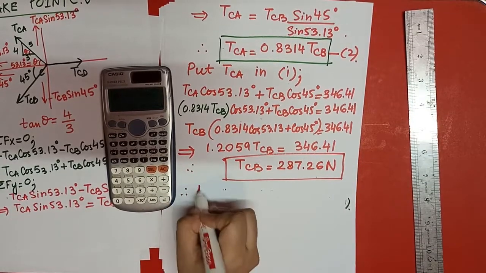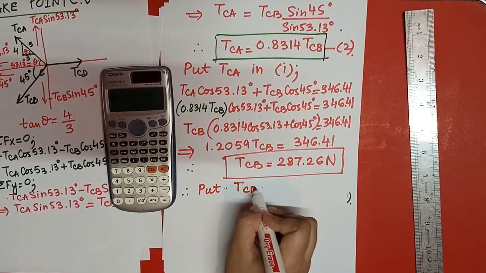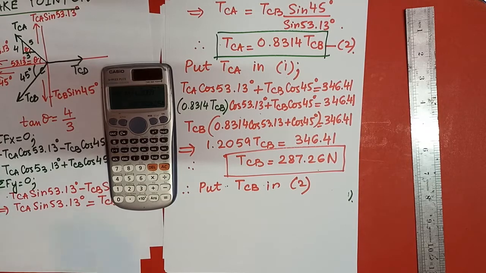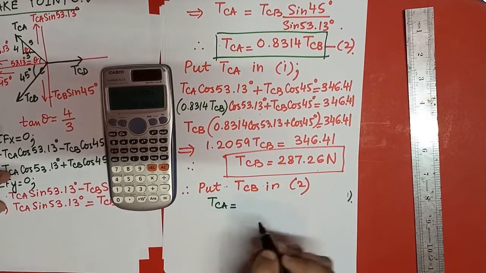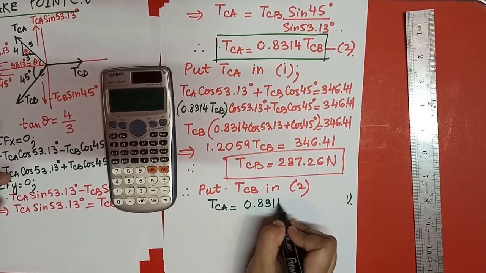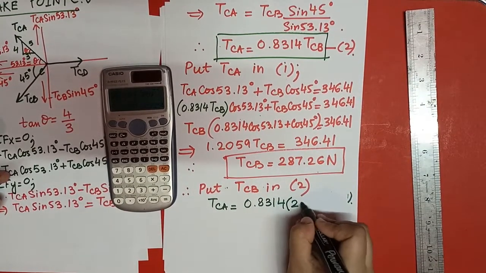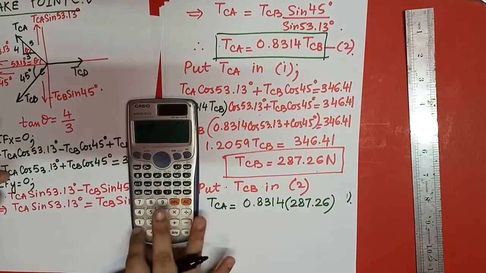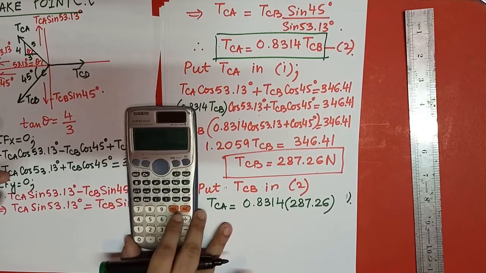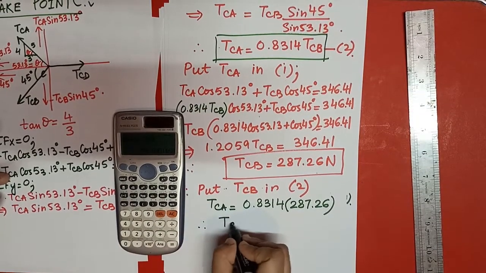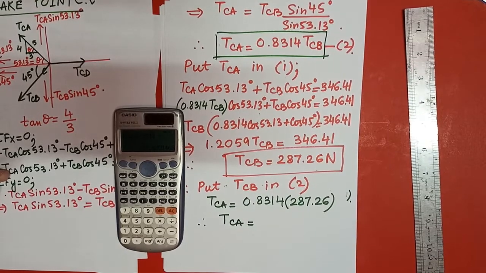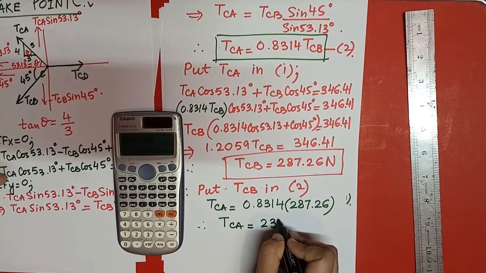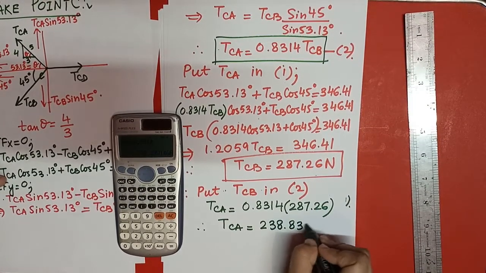So put TCB in equation number 2. So the value comes out to be TCA is equals to 0.8314, and I am putting the value of 287.26. So therefore 287 multiplied by 0.8314, the answer is coming out to be TCA is equals to 238.8301 Newton.